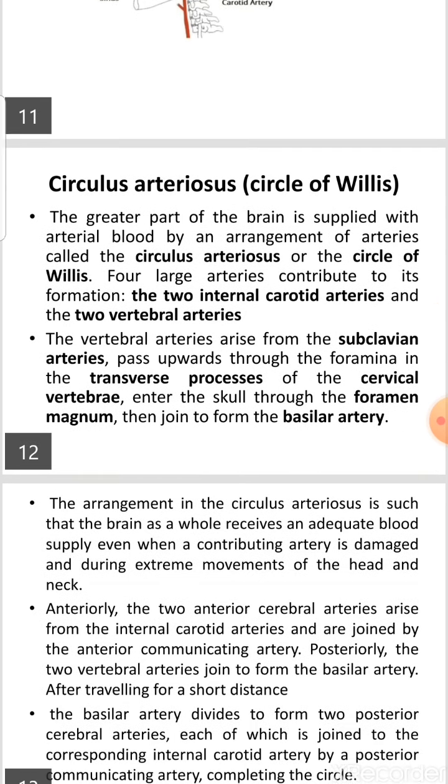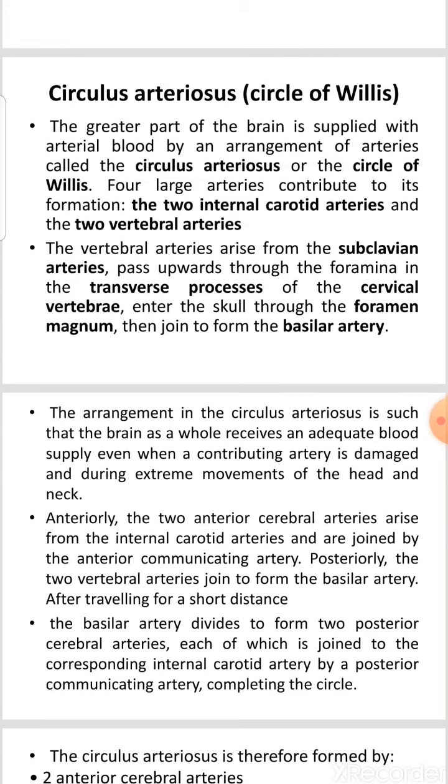Okay, now moving on to the very important topic, which is circulus arteriosus. There are different names for circle of Willis. We can also call it circulus arteriosus or polygon of Willis. Why polygon? Because it makes a shape of polygon. So the greater part of the brain is supplied by the arterial blood by an arrangement of arteries called the circulus arteriosus or the circle of Willis.